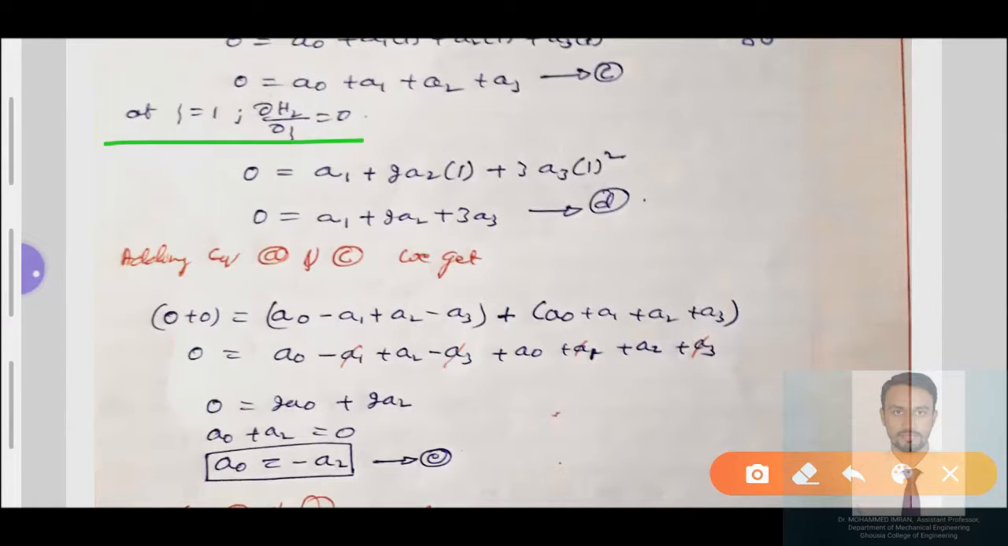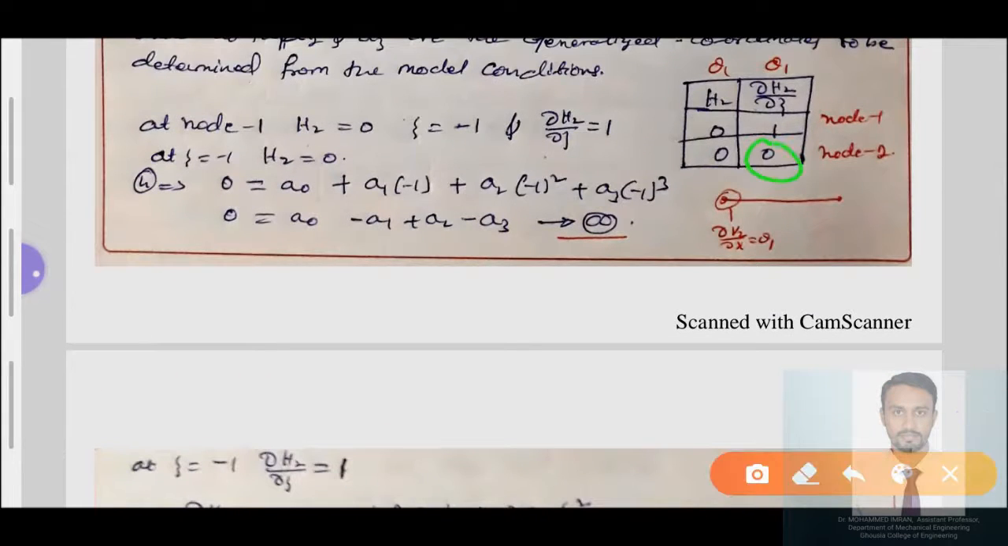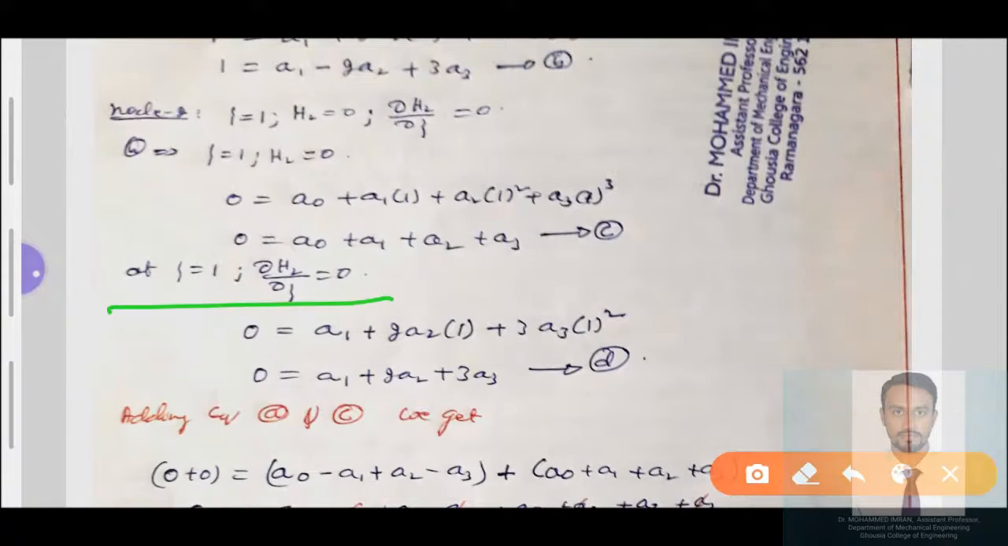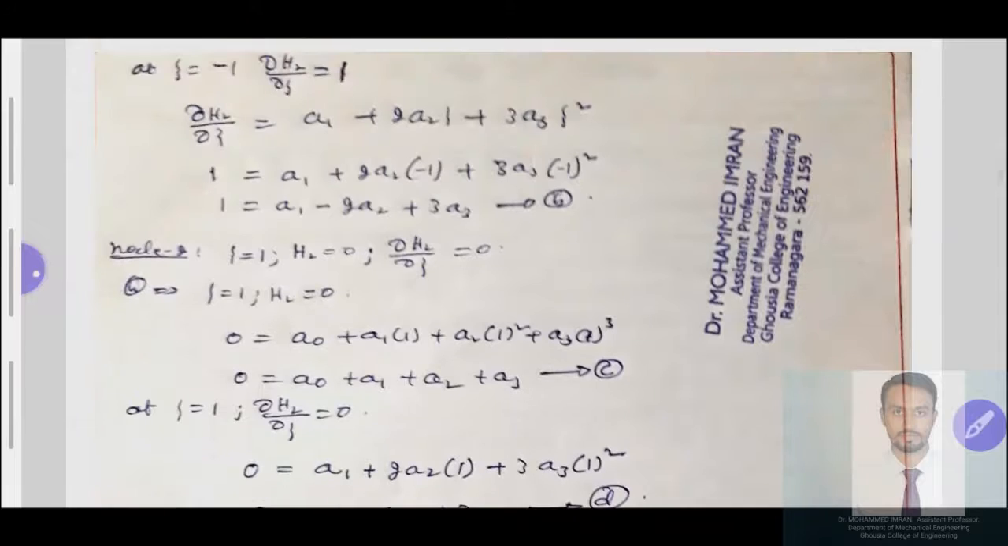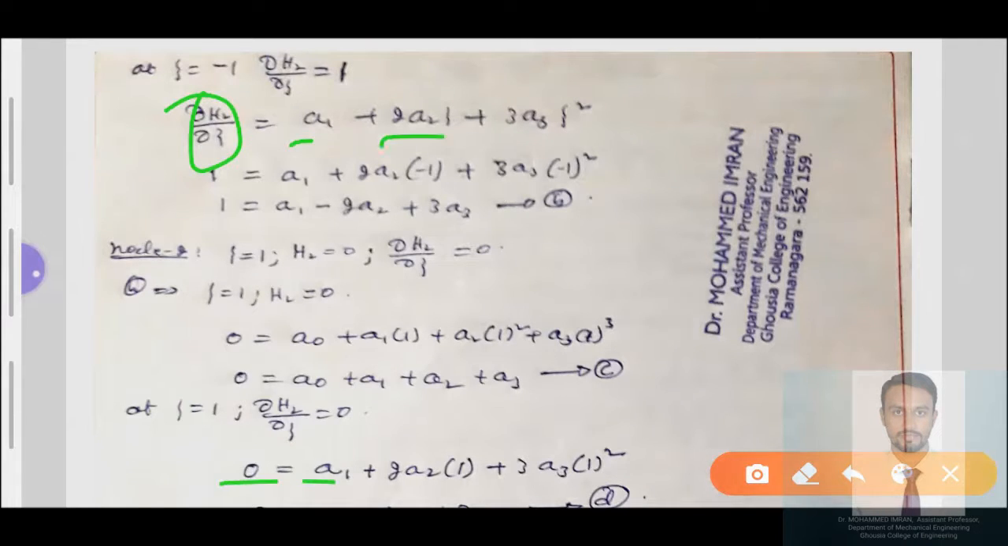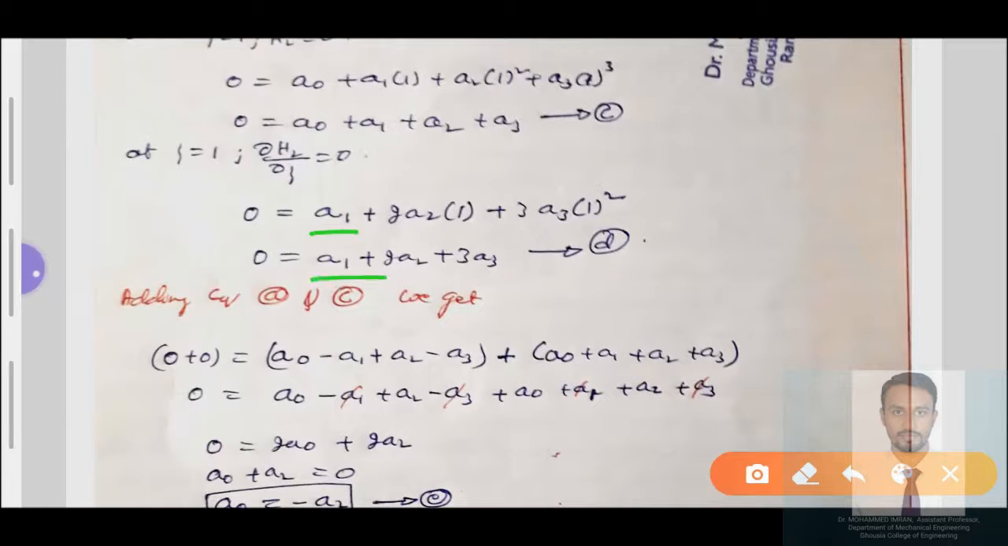Rotation occurs at node number 1. We have zeta equal to 1, and dh2 by dzeta is equal to 0. This value we have taken at node number 2. We have this, then the differentiation we got here. In this equation we'll substitute the value, this is equal to 0, and this will remain the same here. Then 2a2 zeta becomes 2a2 times 1, plus 3a3 zeta squared becomes 3a3 times 1 squared. Call it equation number D. Then rearrange this equation: a1 plus 2a2 plus 3a3, equation number D.